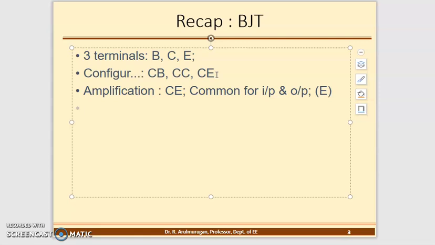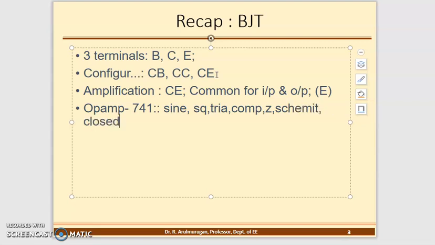Particularly for amplification, we use the op-amp. The famous, oldest op-amp is the 741 IC. It is used for sine wave, square wave, and triangular wave generation. Further, you will go for the comparator, to compare two signals, then the zero crossing detector, the Schmitt trigger using a closed loop op-amp, and the peak detector.